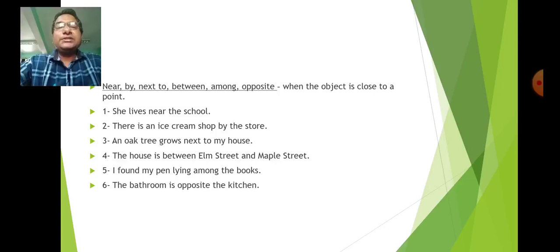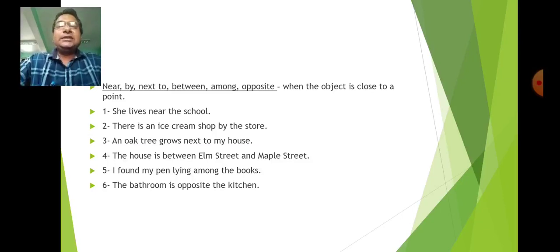Some more examples: near, by, next to, between, among, opposite. How are they used? When the object is close to a point. For example, she lives near the school. There is an ice cream shop by the store. An oak tree grows next to my house. The house is between Elm Street and Maple Street. I found my pen lying among the books. The bathroom is opposite the kitchen.